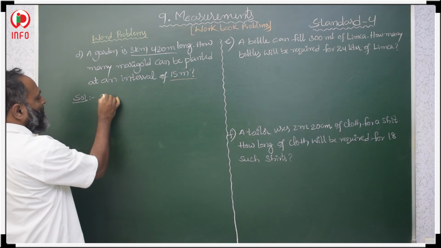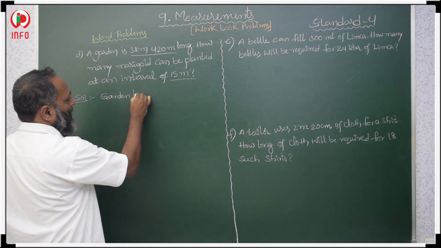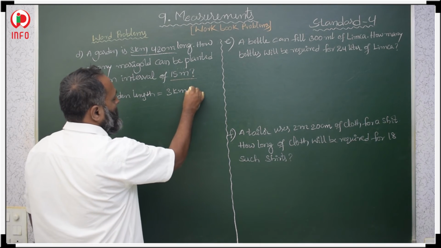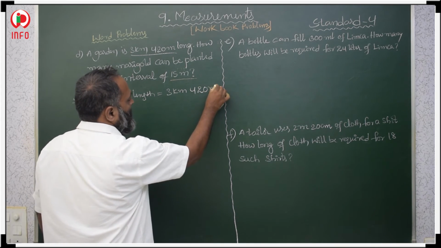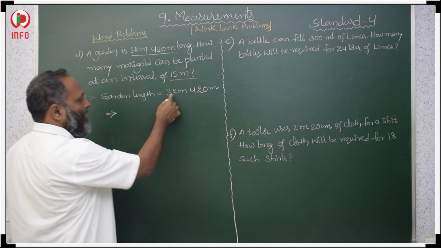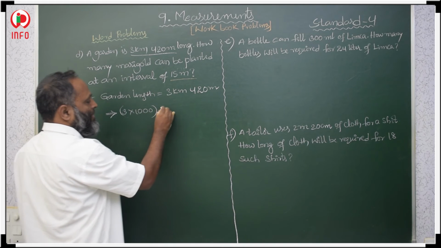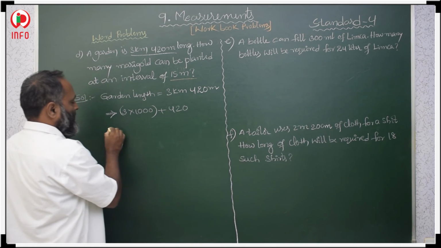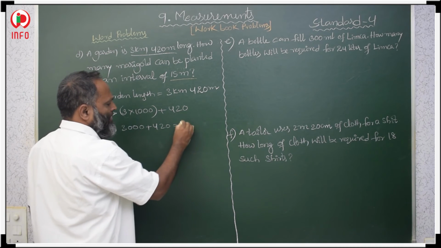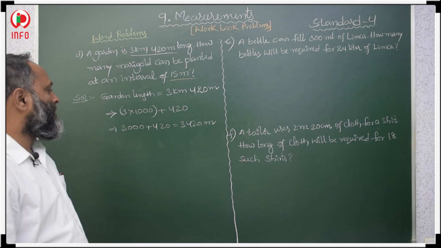Garden length is equal to 3 kilometers 420 meters. First we should convert this 3 kilometers 420 meters into meters. 3 kilometers, 3 into 1000, plus 420. 3 into 1000 is 3000, plus 420, that is 3420 meters.